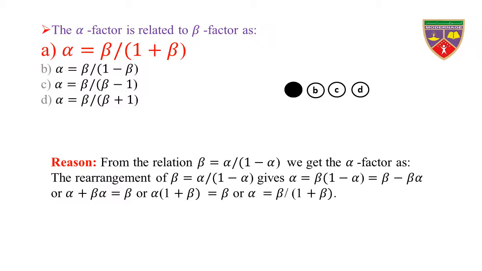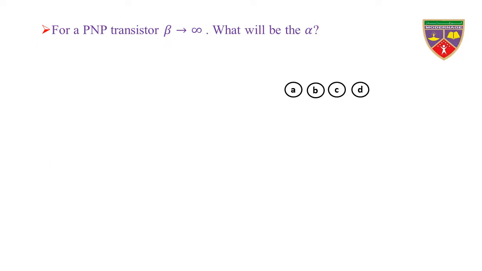Reason: from the relation beta is equal to alpha divided by 1 minus alpha, we get the alpha factor by rearrangement. Beta is equal to alpha divided by 1 minus alpha gives alpha is equal to beta into 1 minus alpha, which is equal to beta minus beta alpha, or alpha plus beta alpha is equal to beta, or alpha is common into 1 plus beta is equal to beta, or alpha is equal to beta divided by 1 plus beta. Hence, the relation is alpha is equal to beta divided by 1 plus beta.